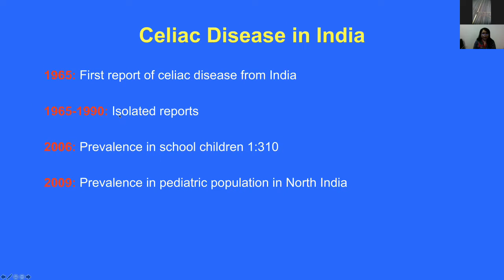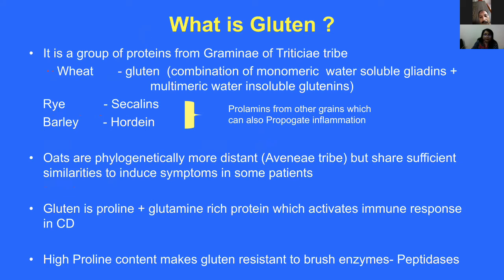Isolated reports came. In 2006, the prevalence was studied in school children, and it was seen to be around 1 in 3,310. In 2009, a number of reports came in the pediatric population, especially from North India. Most of the reports came from North India, as North India is a wheat-eating area, whereas later on, a few reports came from South India also, although it is a predominantly rice-eating area.